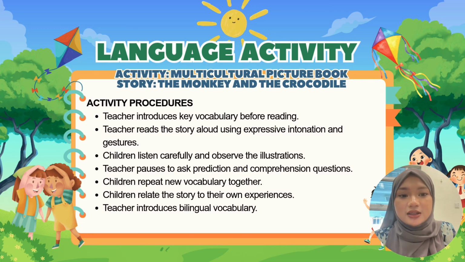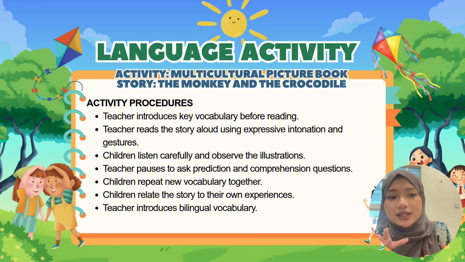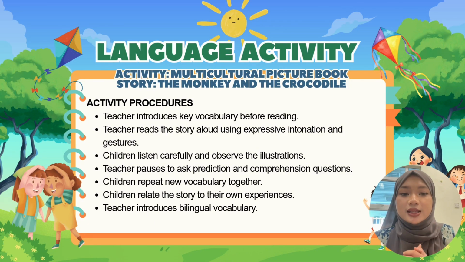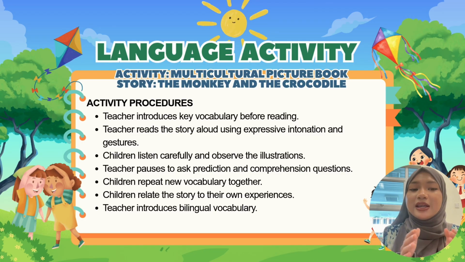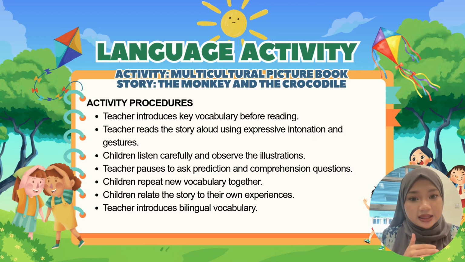And after reading, children are encouraged to retell the story, share their opinions, and connect the story with their own experience. The teacher can also apply bilingual strategies by connecting children's first language with English. For example, Malay language is mangga, English language is mango. This helps children understand new vocabulary because they can connect new English words with words that they already know.